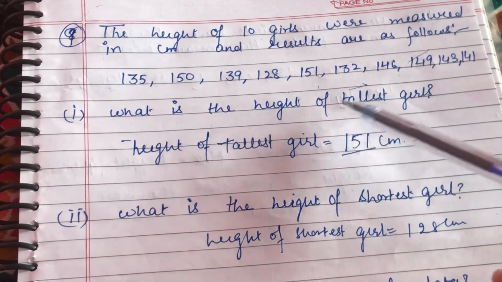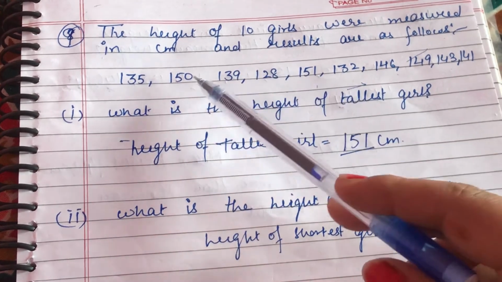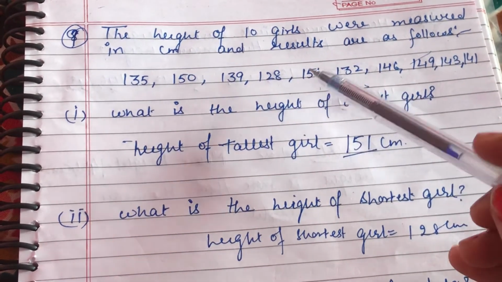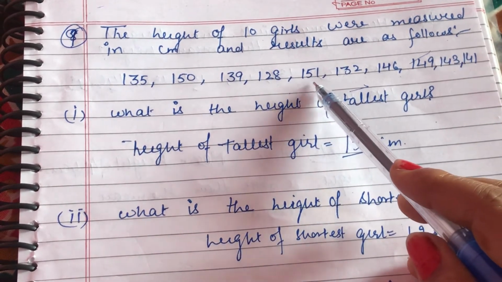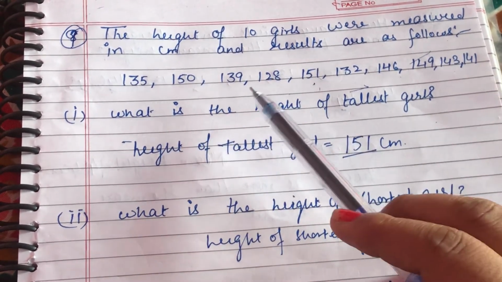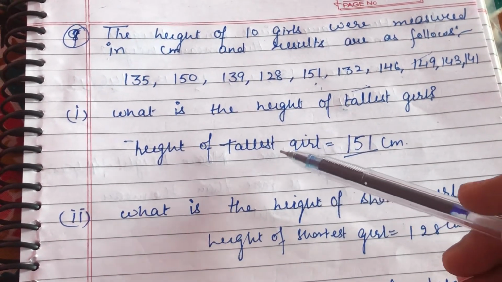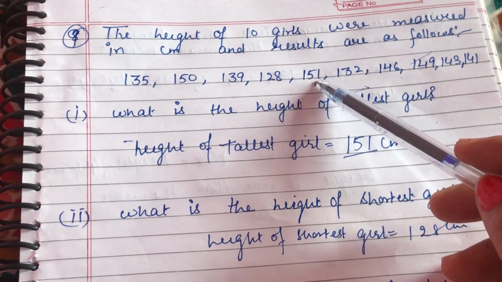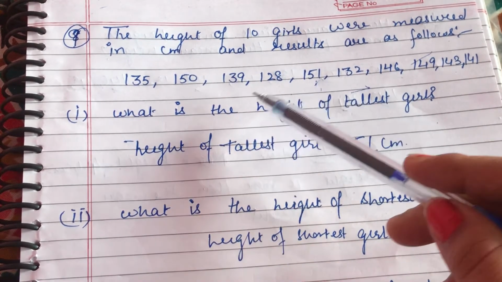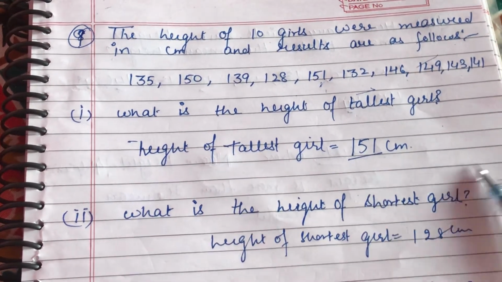We can see from the above data that the height of the tallest girl is more than all of the numbers here. So you can see from the data that 151 is the highest number among the heights of the 10 girls. This is the tallest girl in the group. So the height of the tallest girl is 151 centimeter.